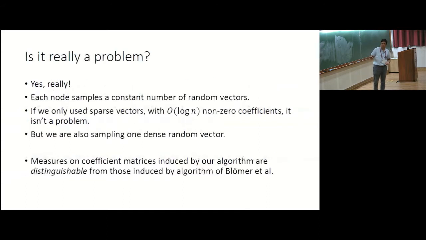Okay, so potentially it's a problem, but is it really a problem? Yes, it is. It wouldn't be if all we were doing were transmitting a small number of sparse random matrices. If you're only transmitting log n coefficients, you can't tell the difference. You need to see about square root n coefficients before you see two repeated ones. That's the birthday paradox. So if I'm transmitting much fewer than square root n, you can't see the difference between sampling from n or sampling from np. They look the same. But because we also have a dense vector, they indeed don't look the same. These coefficient matrices that we generate are statistically distinguishable from those that the algorithm of Bloomer generates.